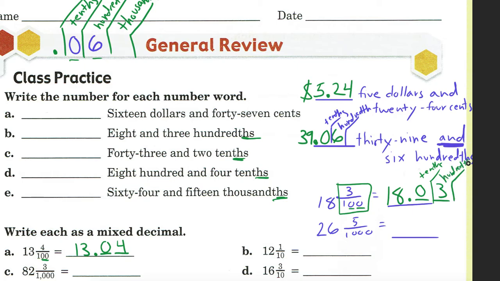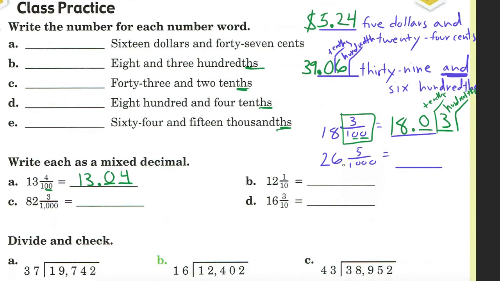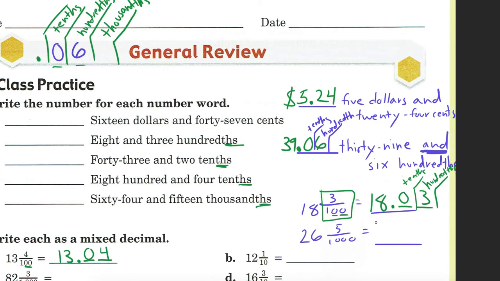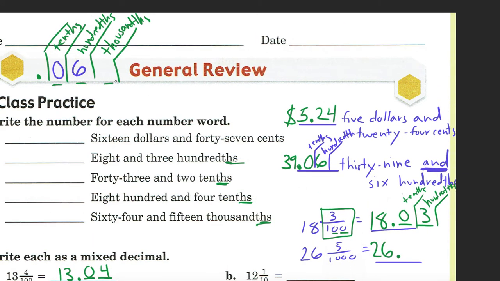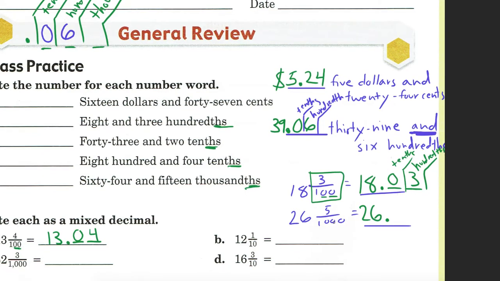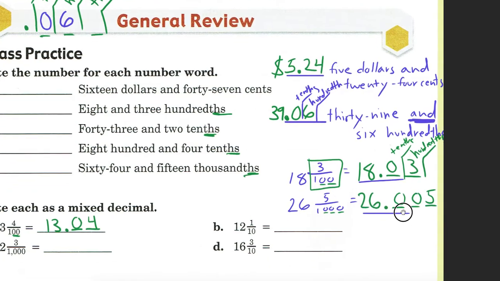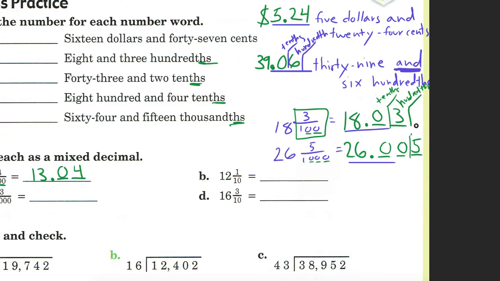Another example question: 26 5/1000ths. So 26 decimal point. The 5 needs to be in the thousandths place, which is 3 place values to the right. We have 3 zeros here, so 1, 2, 3. 5 goes at the end. Fill in our zeros, and yep, 26.005. Now our 5 is in the thousandths place, right? Thousandths. I can't fit it in here.